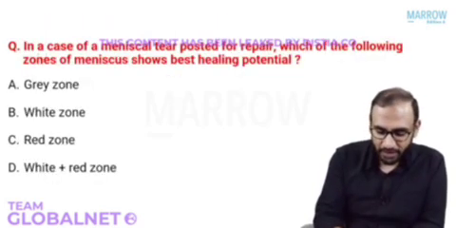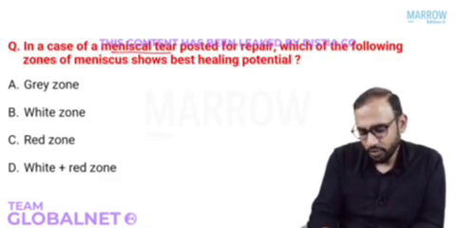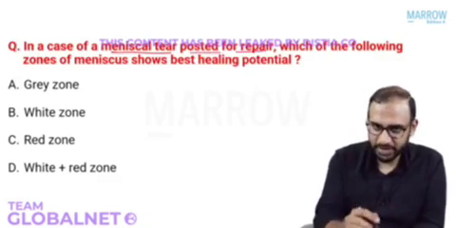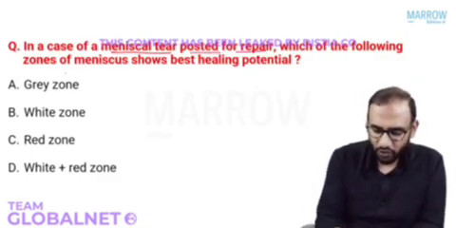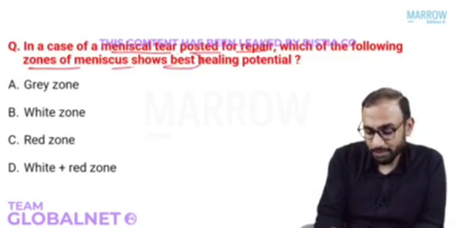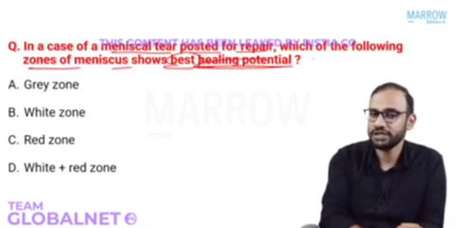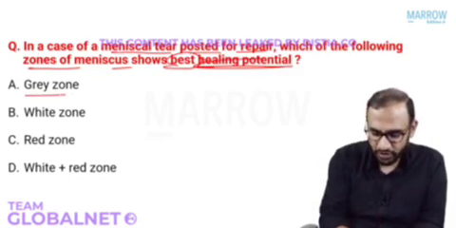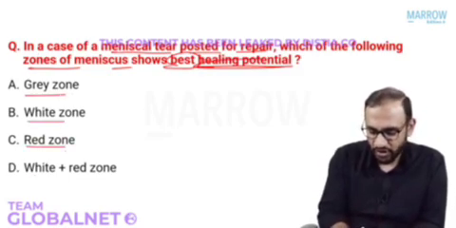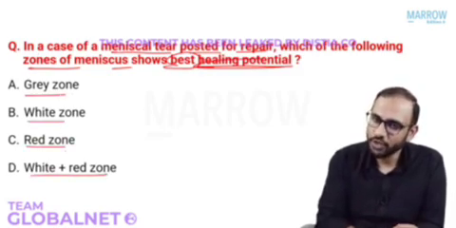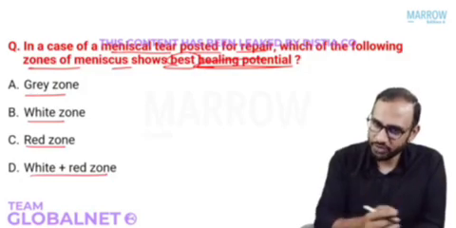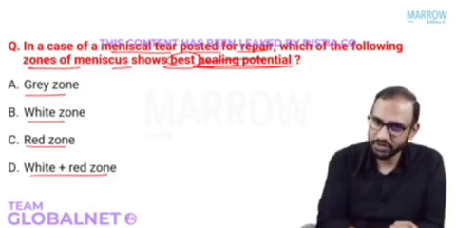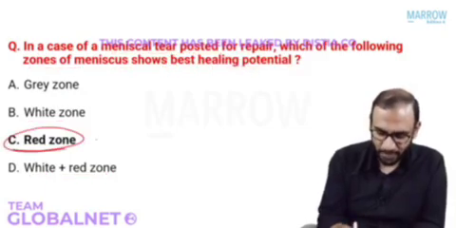Okay? Now, in a case of meniscal tear, posted for repair. Which of the following zones of meniscus shows best healing potential? Gray zone, white zone, red zone, wide red zone. Recall the anatomy. The peripheral zone is the red zone. Vascular has best healing potential. So the answer is red zone.